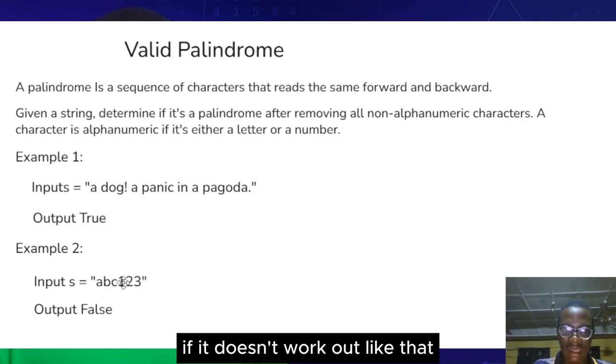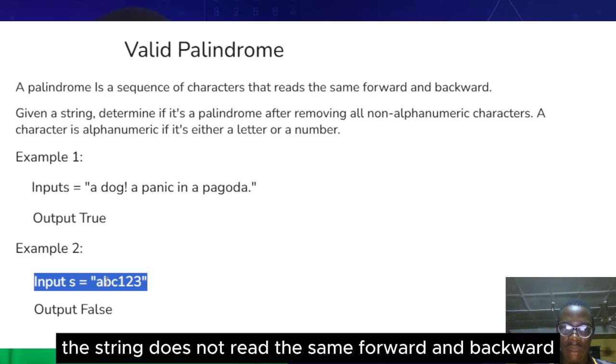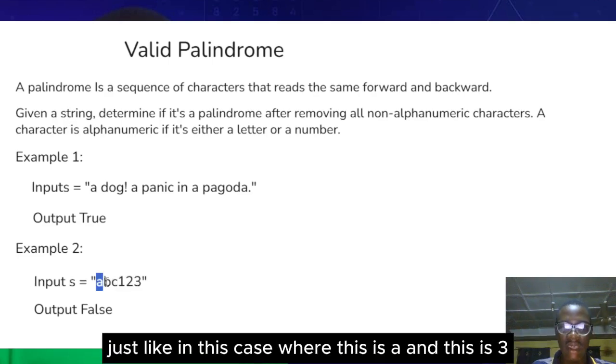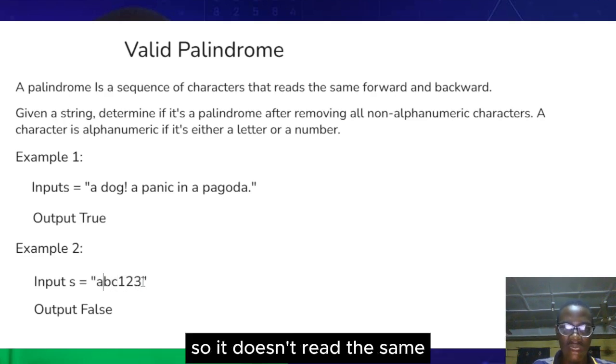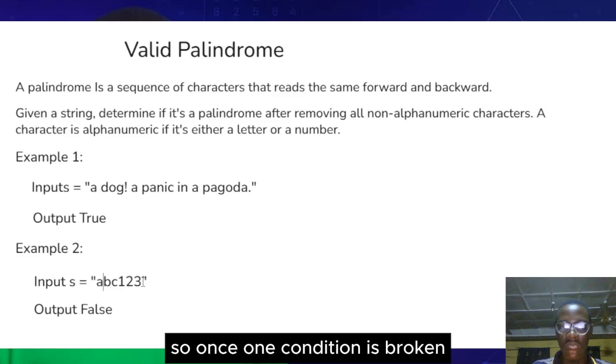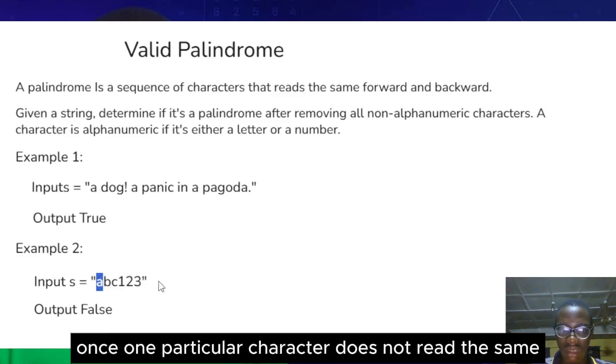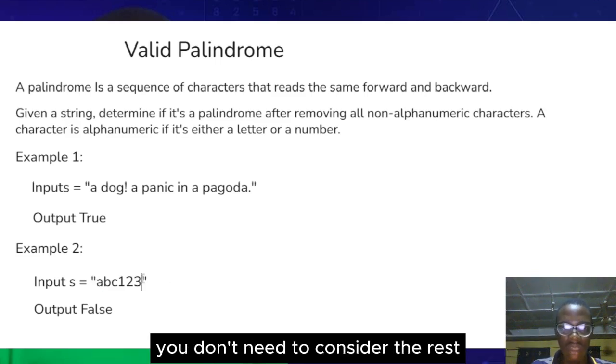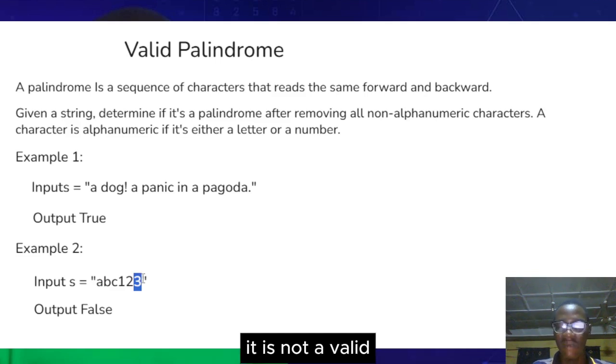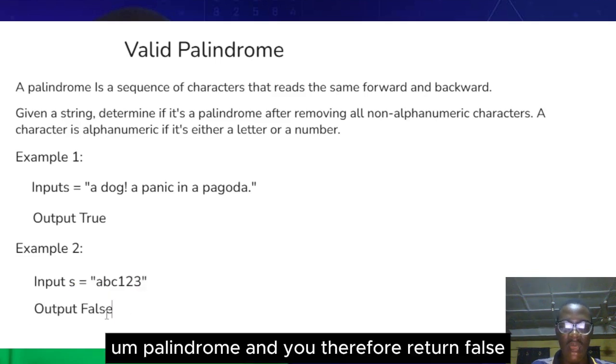But if it doesn't work out like that, probably the string does not read the same forward and backward, just like in this case where this is A and this is 3, so it doesn't read the same. Once one condition is broken, once one particular character does not read the same at the front and at the back, you don't need to consider the rest. It is not a valid palindrome and you therefore return false.